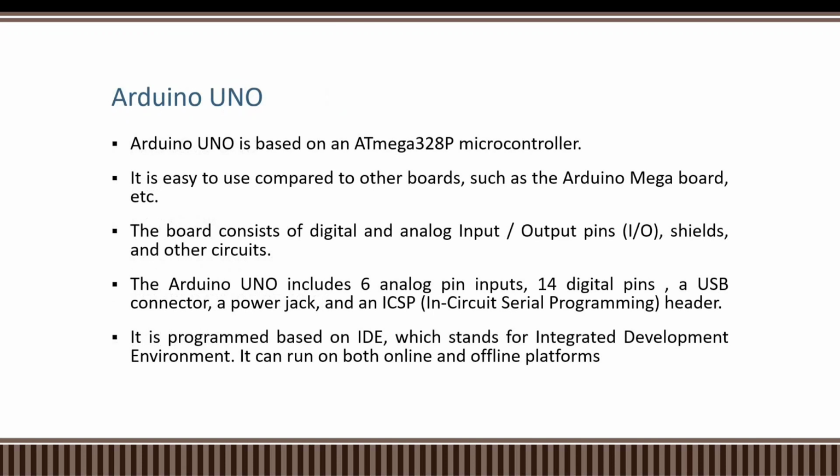Arduino Uno. Arduino Uno is based on the Atmega 328P microcontroller. It is easy to use compared to other boards such as the Arduino Mega board, etc. The board consists of digital and analog input or output pins, shields, and other circuits. The Arduino Uno includes 6 analog input pins, 14 digital pins, a USB connector, a power jack, and an ICSP. What is an ICSP? It is an in-circuit serial programming header. It is programmed based on the IDE, which stands for Integrated Development Environment, and it can run on both online as well as offline platforms.